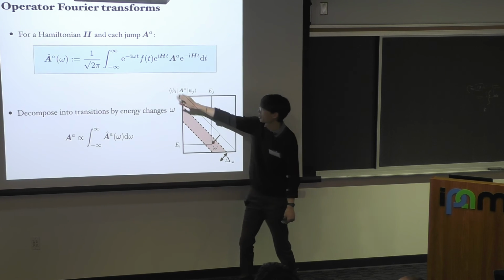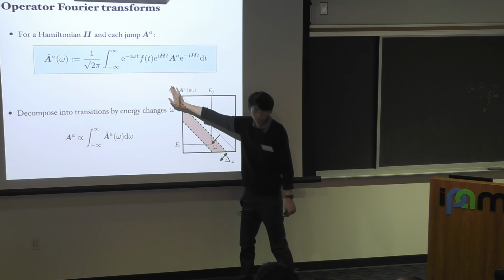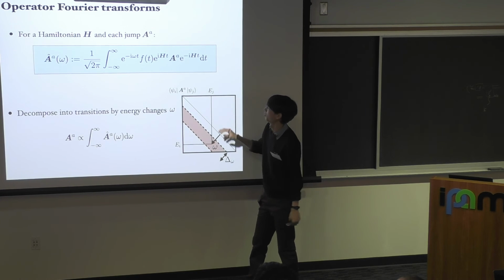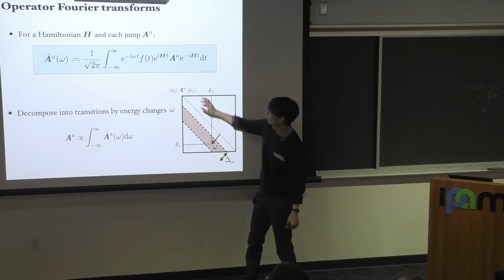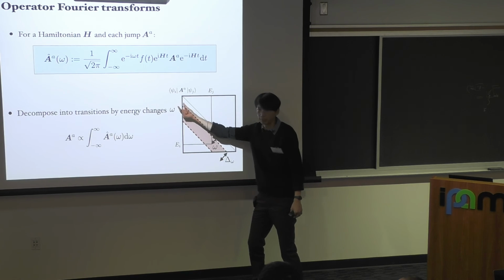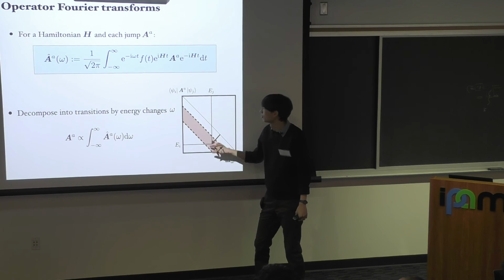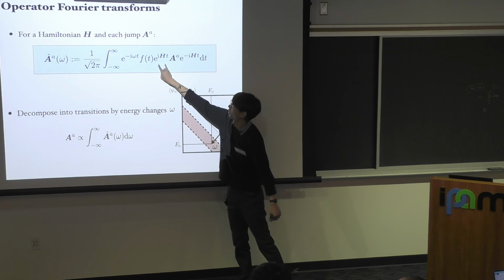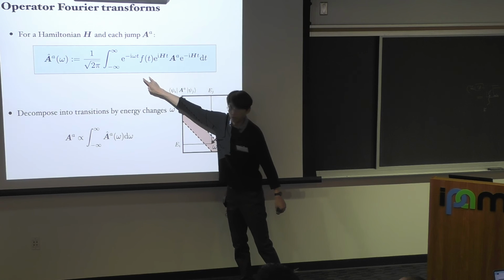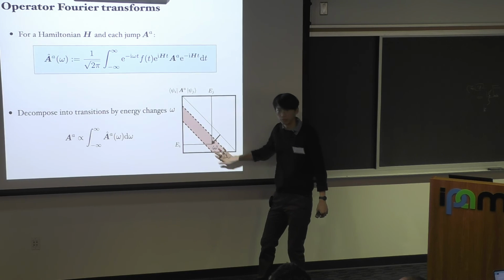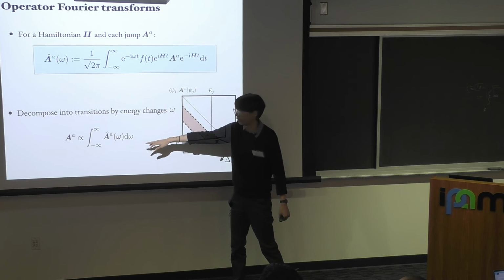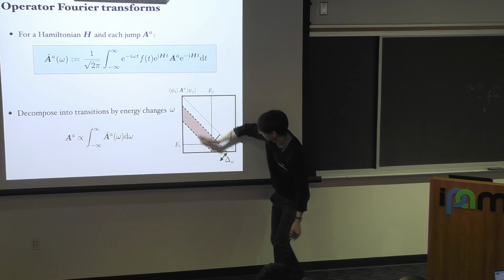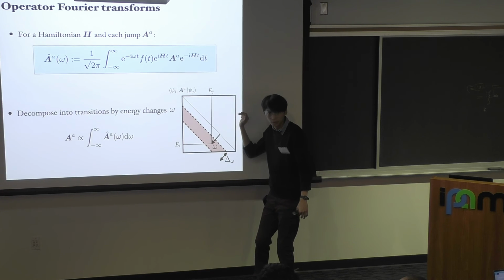Here, f is some filter function that smooths out the Fourier transform. It could be a Gaussian, it could be a window. Roughly, its width corresponds to how smooth you want the transform to be. If you look at this in the energy basis, it roughly selects a band of transitions with energy change omega. Once you do the filtering, it peaks at energy omega. So what happens here is that you're decomposing your operator A, which could be a Pauli, by looking at the energy basis and cutting it into strips. Each of these strips is labeled by the energy change.